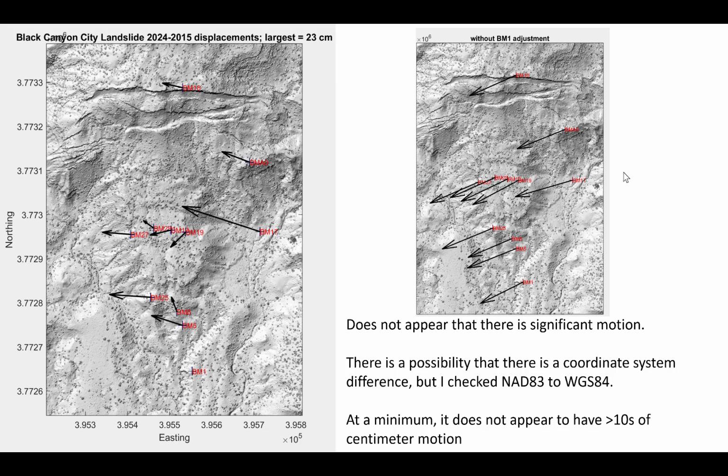But I wanted to explain this to you, and if nothing else, you can say that it looks like it has had less motion than 23 centimeters probably. There could be something in there, but the sense of motion doesn't really make sense. It's kind of as if the interior of the slide was shortening instead of extending, which is inconsistent with what we see in terms of the fracture pattern.